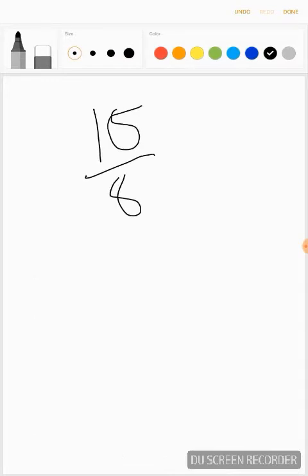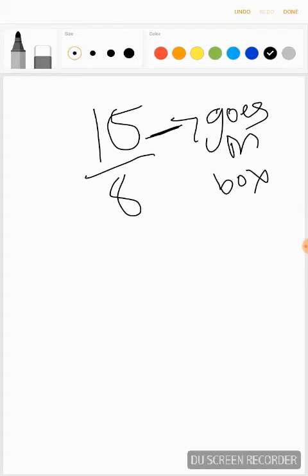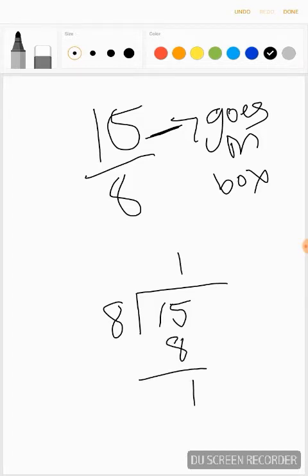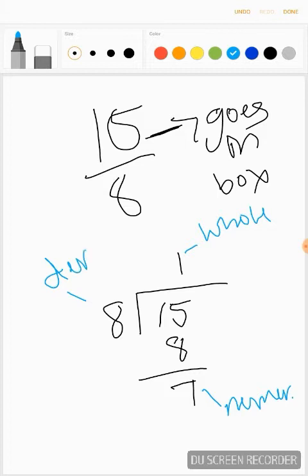The numerator, or the top number, always goes in the box, or the house. So 15, 8 can go into 15 one time. That's 8. 15 minus 8 is 7. This is your whole number. This is your numerator. And this is your denominator. So you would have 1 and 7/8.